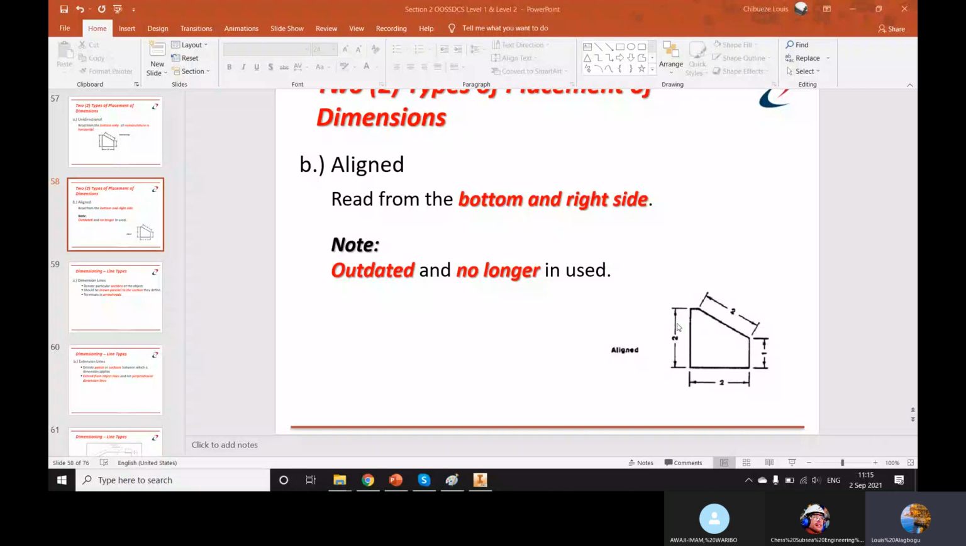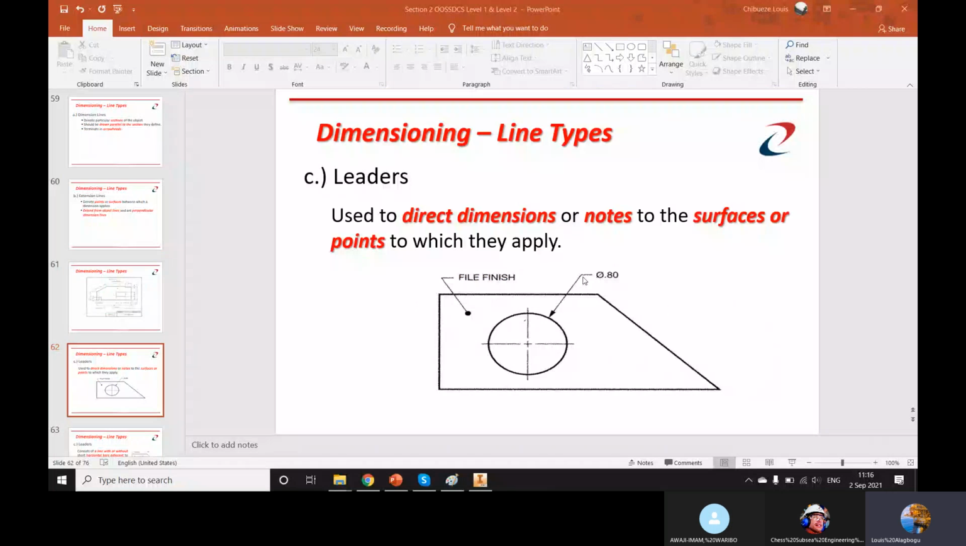Line types. So these are the leaders now. This is what I was trying to show you. These are leaders. These lines are called leader lines. It can have an arrowhead or this.